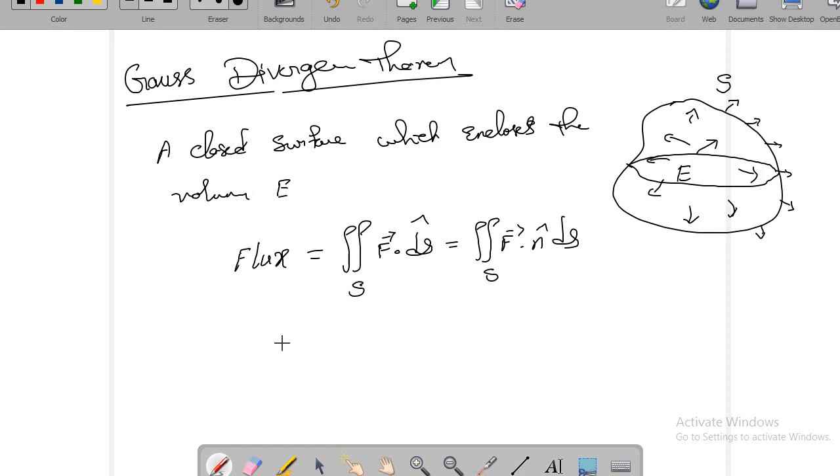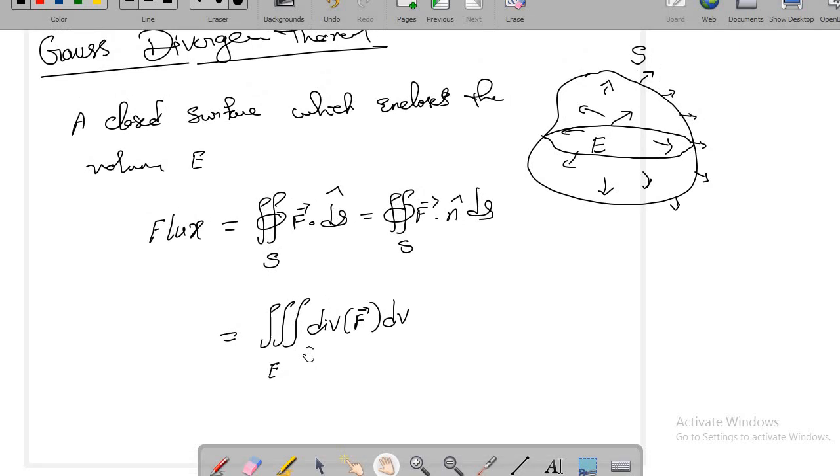Now the divergence theorem says that this flux across a closed surface will be equal to divergence inside the volume, that is, divergence of F into dV over this. Okay, so let me write it here clearly. So this is equal to the triple integral over E of divergence of F bar into dV. So flux across the surface will be equal to divergence inside the volume. Okay, so problems on the divergence theorem will be very easy when the divergence is constant.